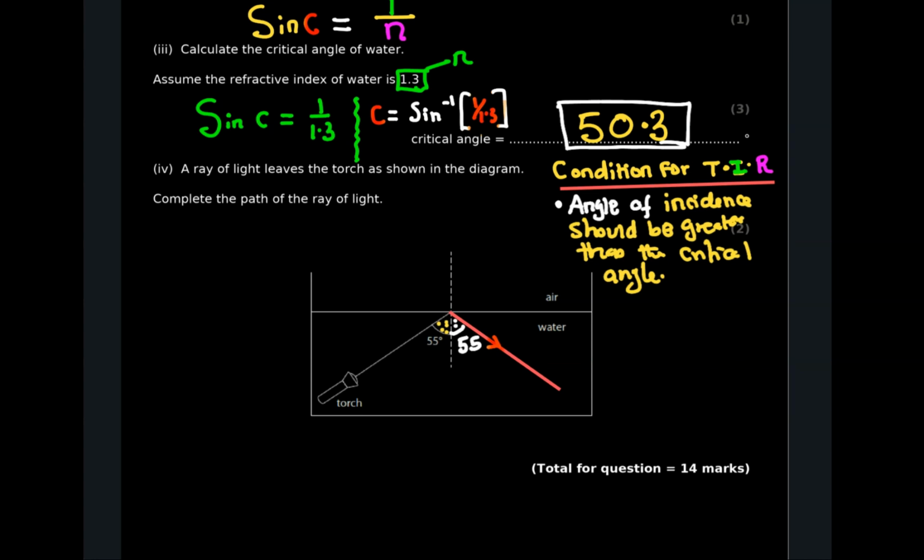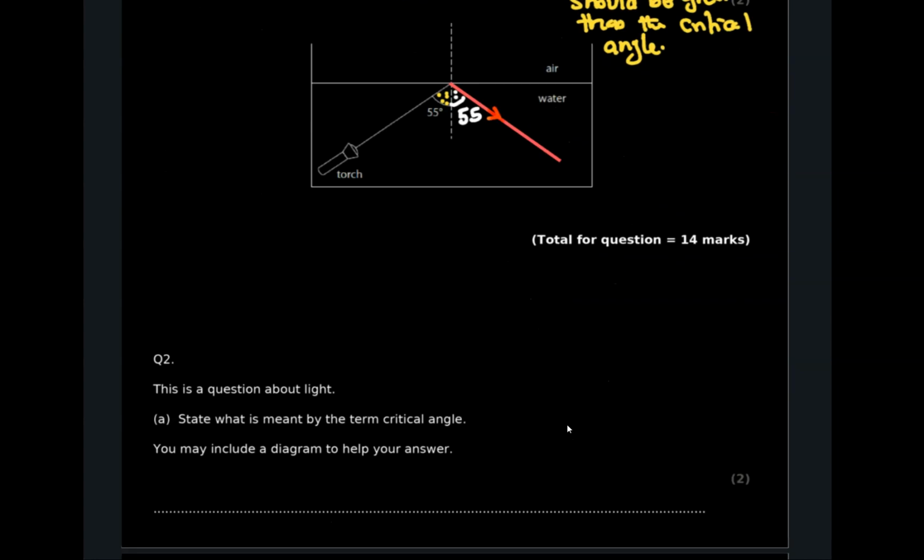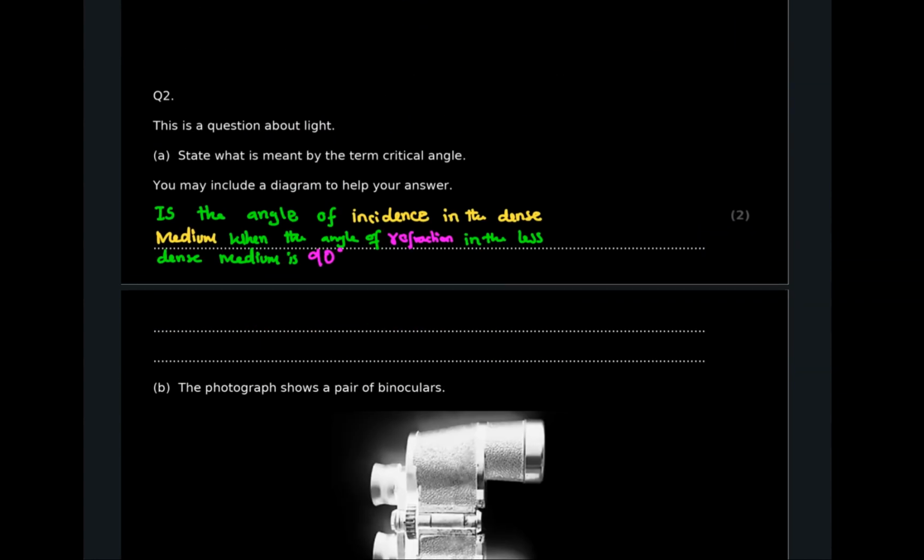Back to the main agenda of this video, we need to go down and look at this question. Here also you are supposed to define and state the term critical angle, and we already said that it is the angle of incidence in the dense medium when the angle of refraction in the less dense medium is 90 degrees.